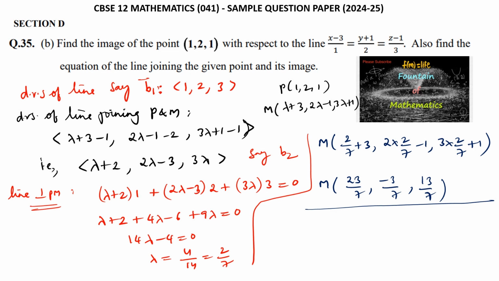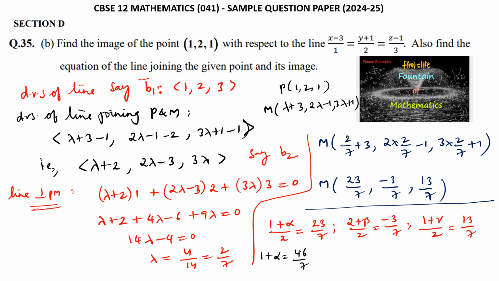And now Q, the point, is the midpoint. So sorry, M is the midpoint. So we can write (1 + alpha)/2 = 23/7, and (2 + beta)/2 = -3/7, and (1 + gamma)/2 = 13/7. So on simplifying, 1 + alpha = 23 2s are 46 divided by 7. So alpha is equal to 46 by 7 minus 1, so we can write 39 divided by 7. So the value of alpha is 39 by 7.